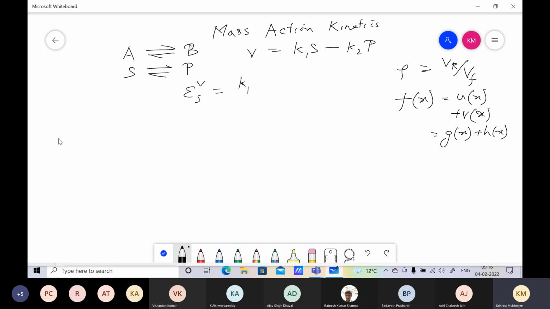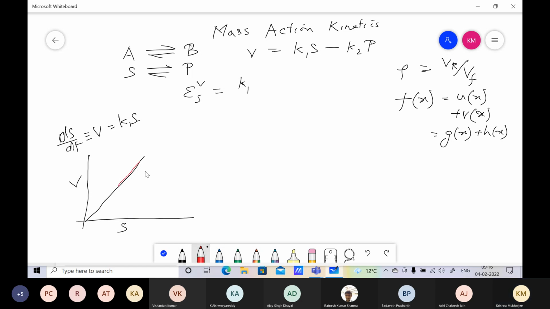A first order reaction, given by ds by dt, or v, which is defined as v is equal to k1s. This is a first order function, so this is k1s. This is v, this is s. So what is its slope? This is dv by ds, which is k1. And what is v by s? 1. So your elasticity is not k1.